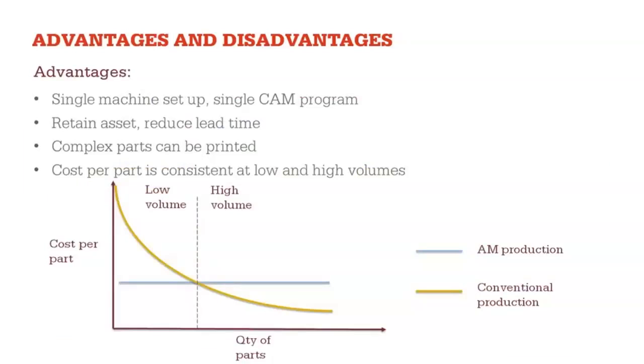Other benefits are that we can make parts as complex as we want, almost, and parts are consistent when we're 3D printing. One part costs as much to make as 100 parts or 1,000 parts. Compared to conventional or traditional manufacturing, the first ones are going to cost us a lot of money because we have to spend thousands of pounds on the tooling. The more volume we make, the cheaper the parts eventually become.